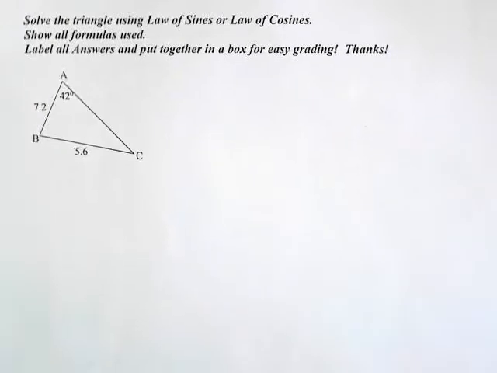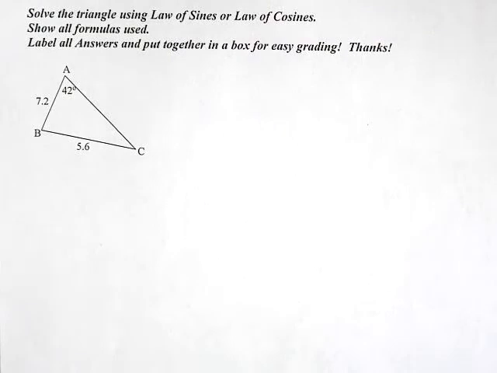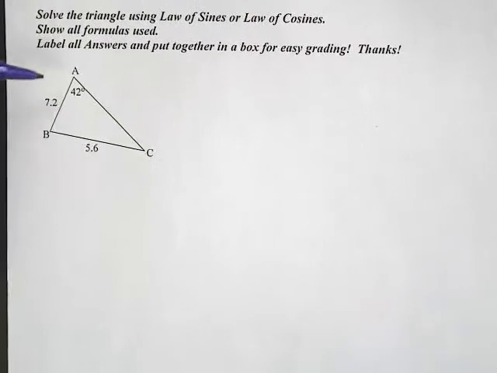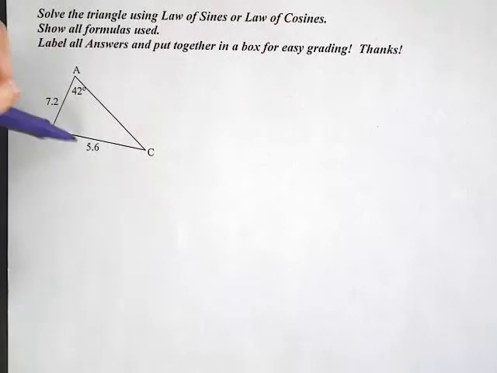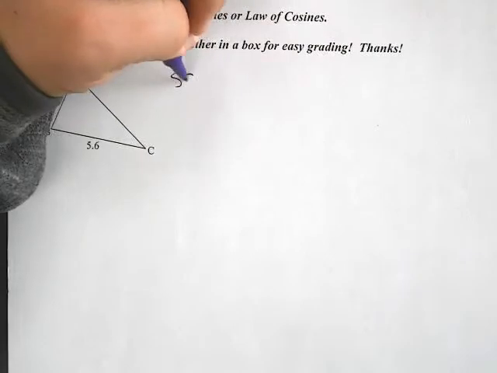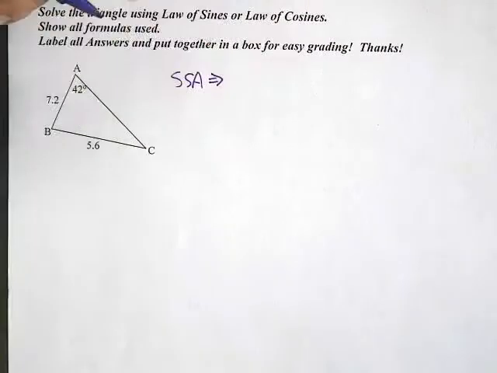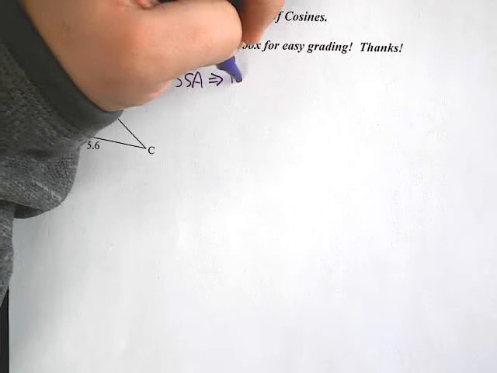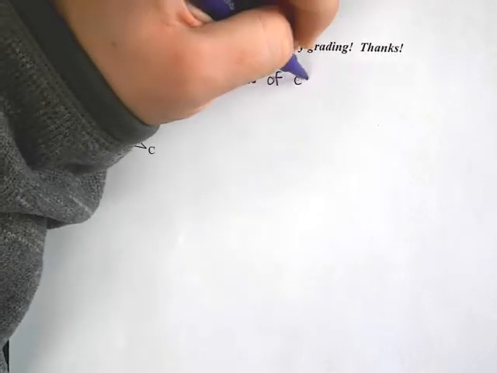Here we go, we're moving on. We have a triangle here. And hopefully you guys notice right off the bat what you're given. You're given side-side-angle, or you're given two sides and a non-included angle. So SSA, this was our ambiguous case, which means we're going to go law of cosines to start this guy.